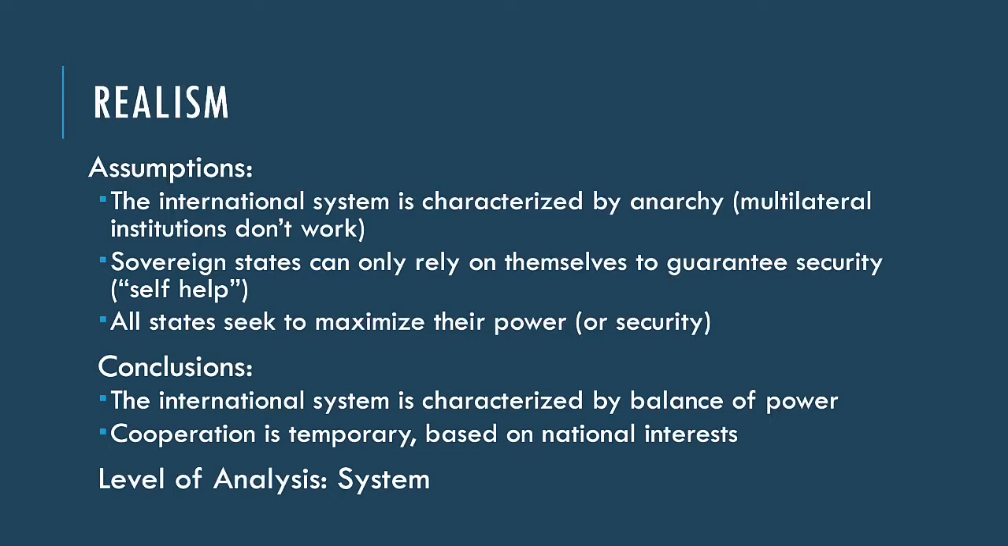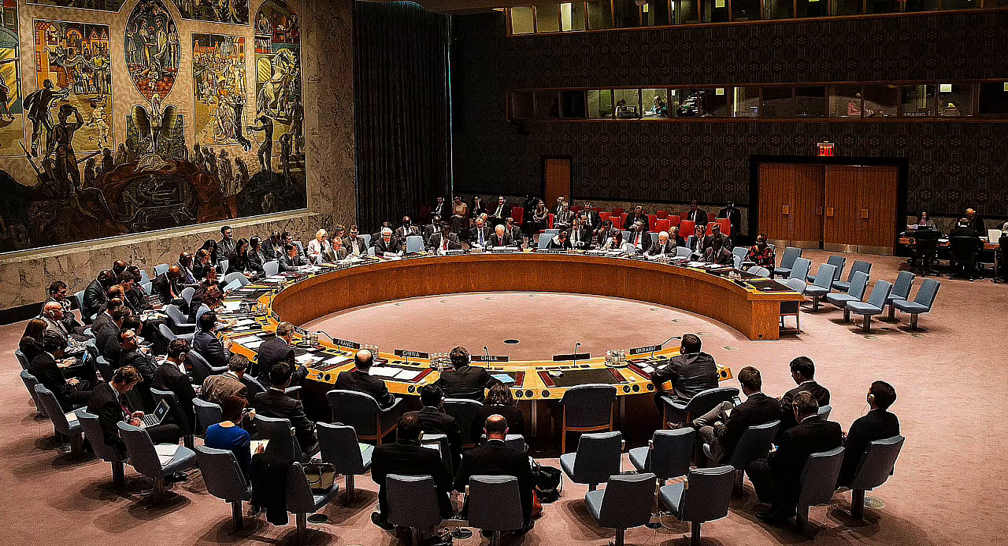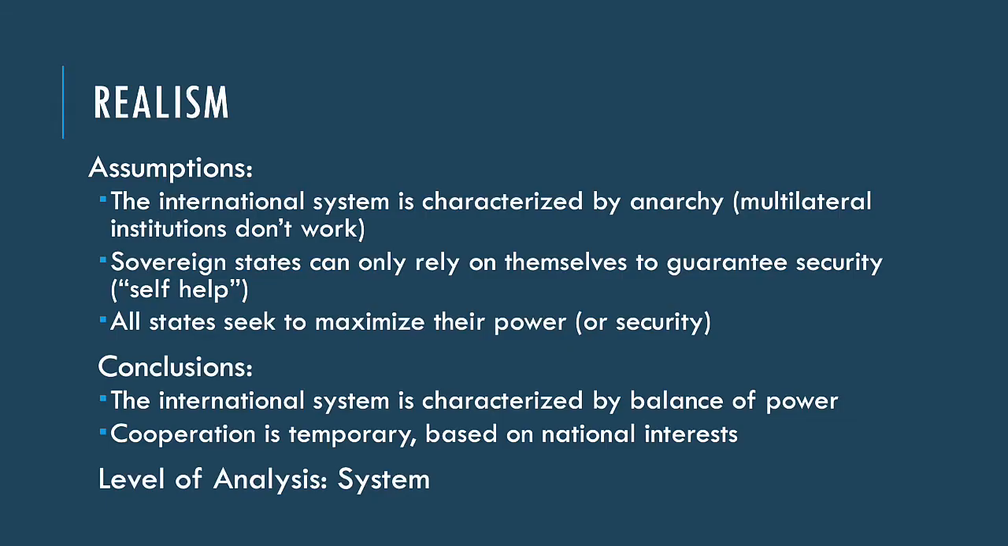This theory has several key assumptions, including anarchy, power maximization, and self-help. The assumption that the international system is anarchic means that it has no central organizing authority. A state cannot go to a multilateral institution like the United Nations to guarantee its security. States, in fact, can only rely on themselves to do that.